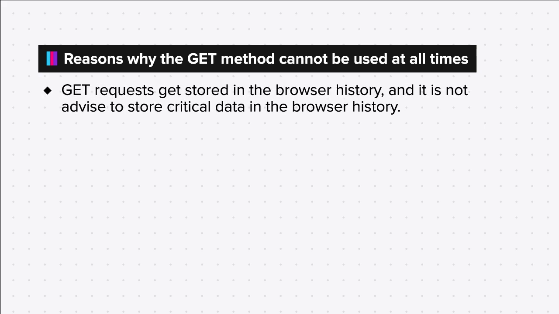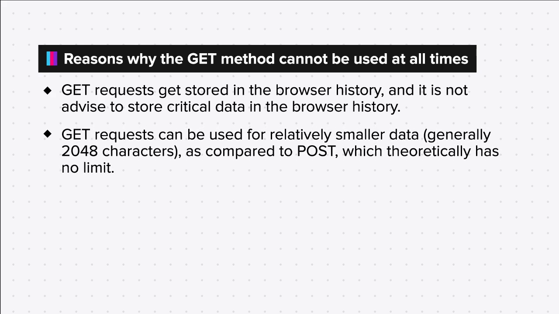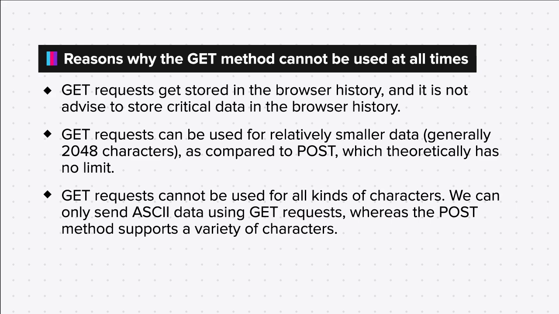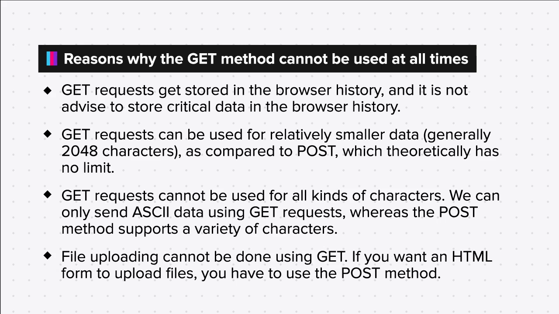Get requests get stored in the browser history, and it is not advised to store critical data in the browser history. Get requests can be used for relatively smaller data, generally 2048 characters, as compared to post, which theoretically has no limit. Get requests cannot be used for all kinds of characters. We can only send ASCII data using get requests, whereas the post method supports a huge variety of characters. File uploading cannot be done using get. If you want an HTML form to upload files, you have to use the post method.